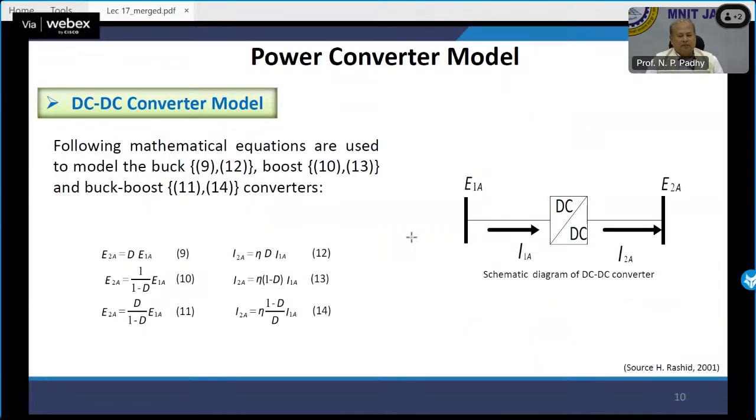Similarly, the DC-DC converter model. You have a bus, and a DC-DC converter is connected. So if I'm interested to know the voltage at one end or the angle at the other end, I must be in a position to determine it. I cannot say I'm a power electronics man, I only know converters, not about angles and voltages. No, you must know it. Am I right?